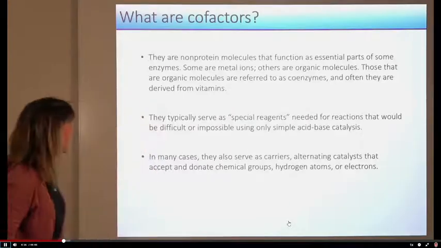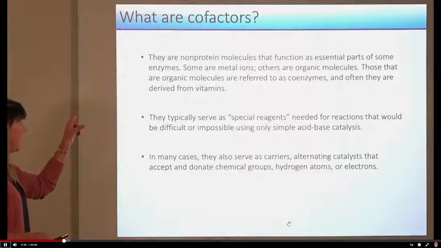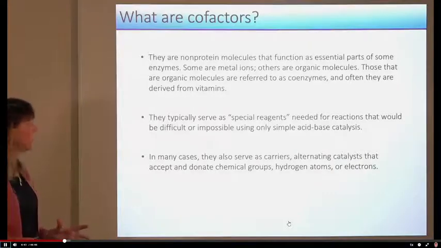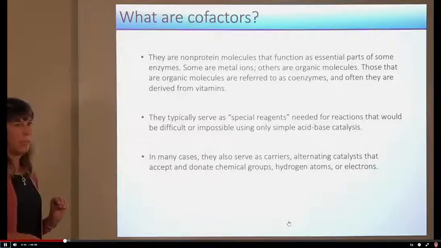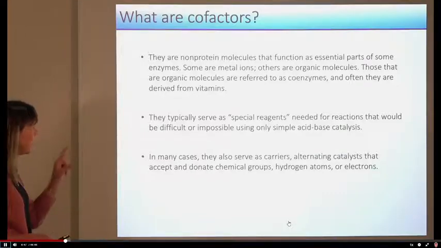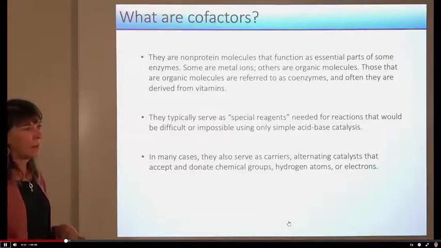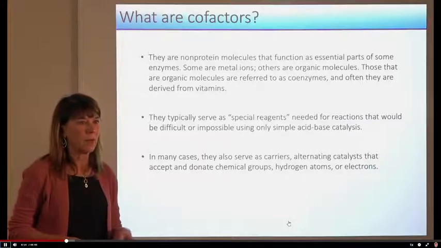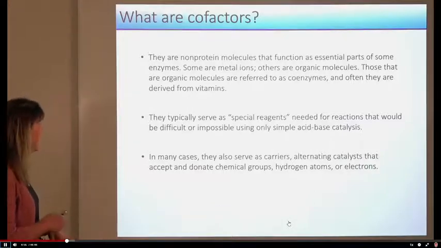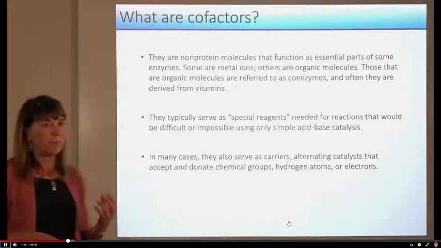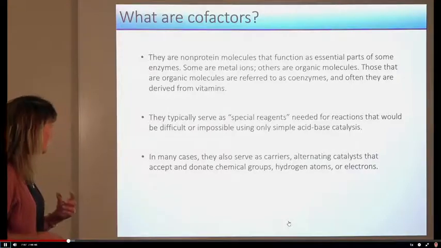So what are cofactors? They're non-protein molecules that function as essential parts of some enzymes. Not all of them, but some enzymes, right? They can be metal ions. We talked about metal catalysis, but they can be organic molecules. Now, the cofactors, coenzymes, it's semantics. I'm not careful about it. Just know that they're non-protein molecules. They're also referred to as coenzymes. They're organic molecules, and they're often derived from vitamins, which we'll talk about.